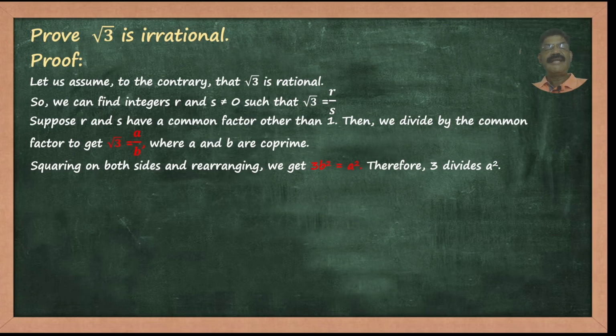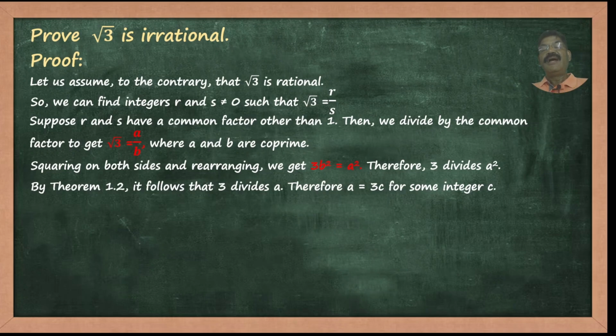Now, in the same manner, squaring on both sides, we get 3 is equal to a square by b square, or 3b square is equal to a square. Therefore, 3 divides a square. Why? Because of the same theorem, 3 is a prime number and it divides a square. Therefore, 3 divides a. Therefore, a is equal to 3c for some integer c, because a is a multiple of 3.